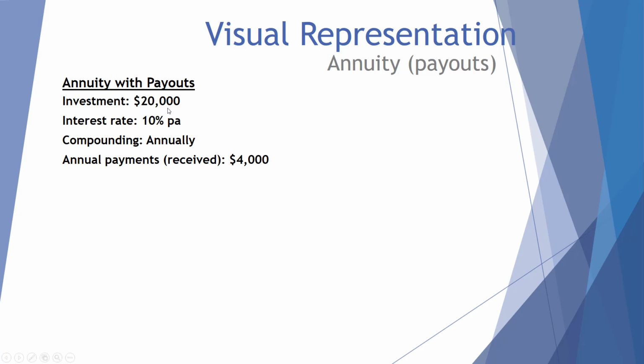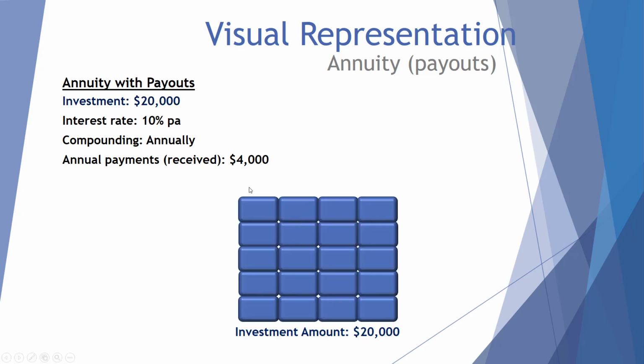So we have an investment of $20,000 again. The interest rate is 10% per annum. It's compounding annually, and there's annual payments received of $4,000. So this is not payments in terms of payments to the bank. This is payments coming from the bank to the investor. So here's our $20,000 investment at the start.